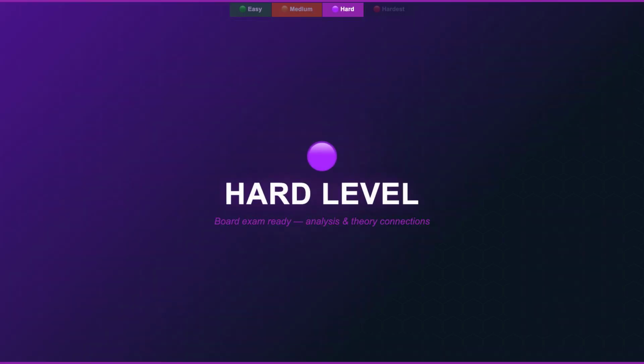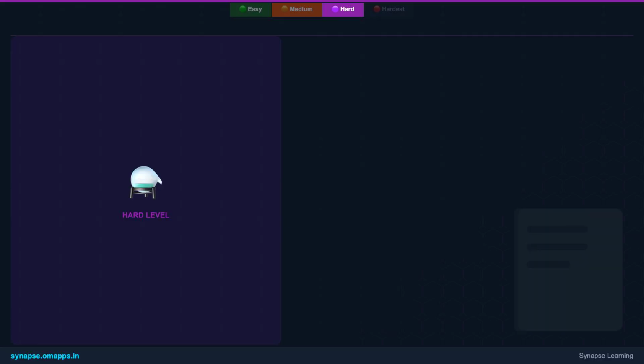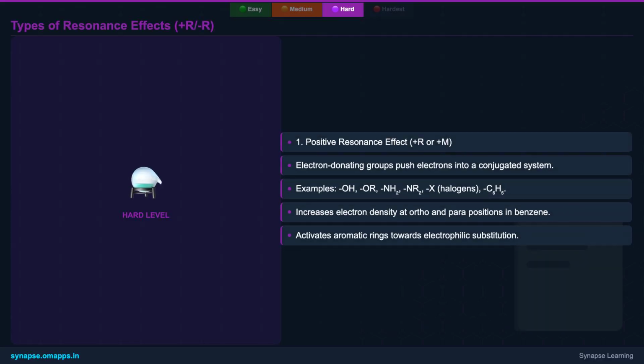Excellent work so far. Let's elevate our understanding further and explore the practical implications and advanced concepts of resonance. Resonance effects, categorized as +R, electron donating, or -R, electron withdrawing, significantly influence molecular properties and reactivity. +R groups push electrons into a conjugated system, like activating a benzene ring, while -R groups pull electrons, deactivating it. Understanding these effects is vital for predicting reaction outcomes in organic chemistry, especially for electrophilic aromatic substitutions.